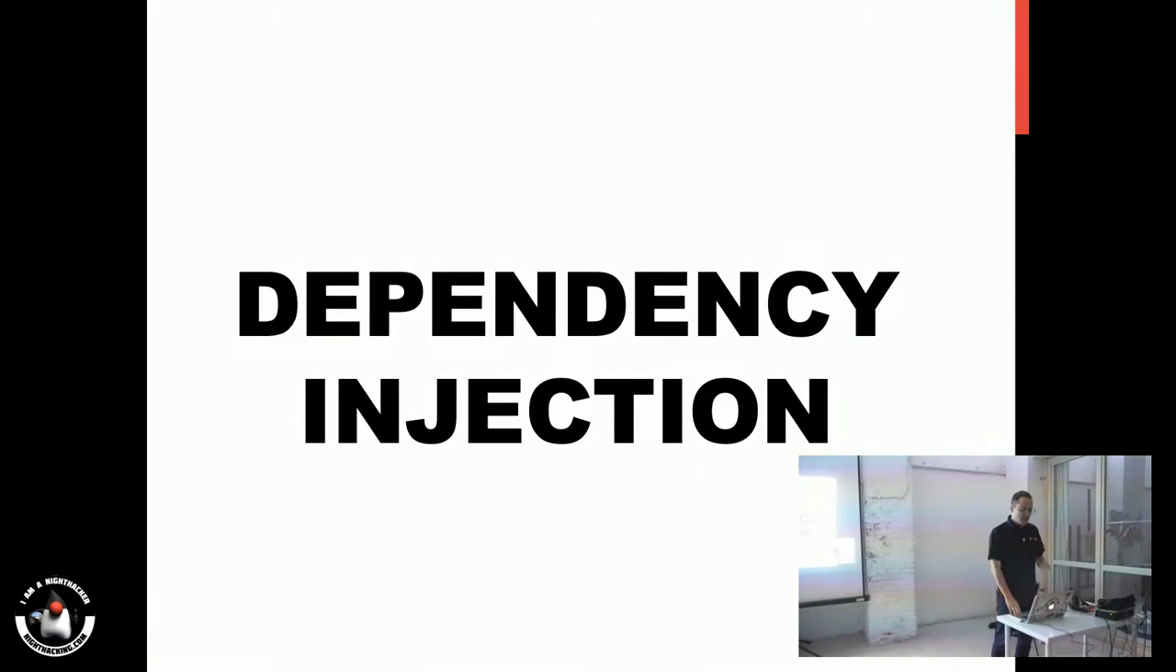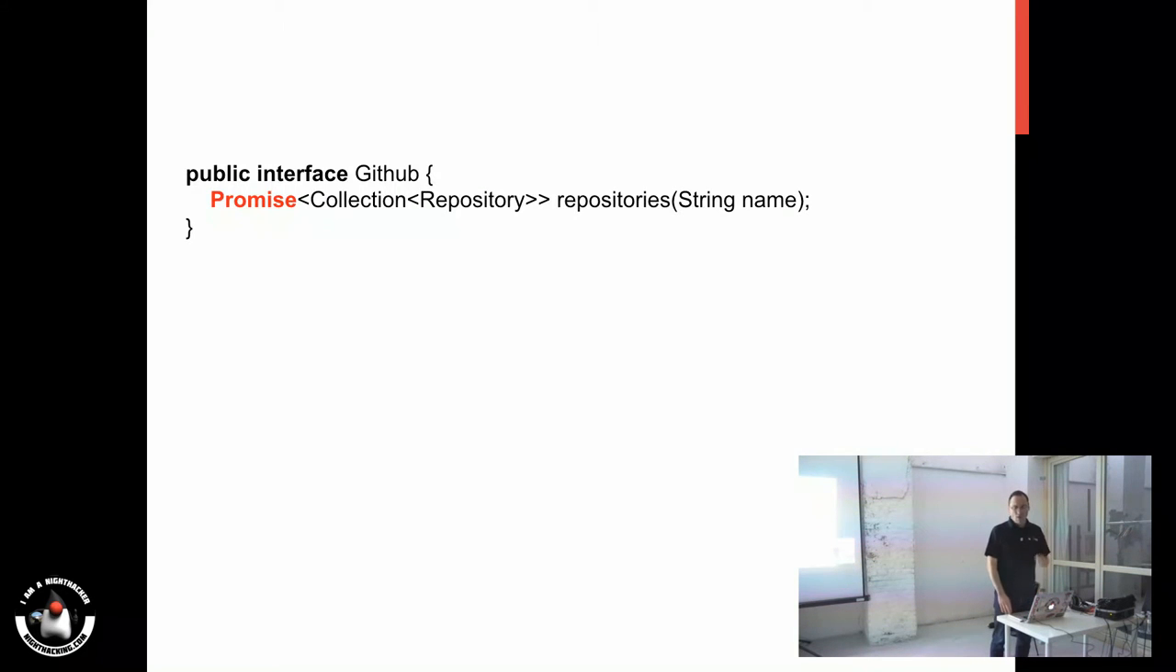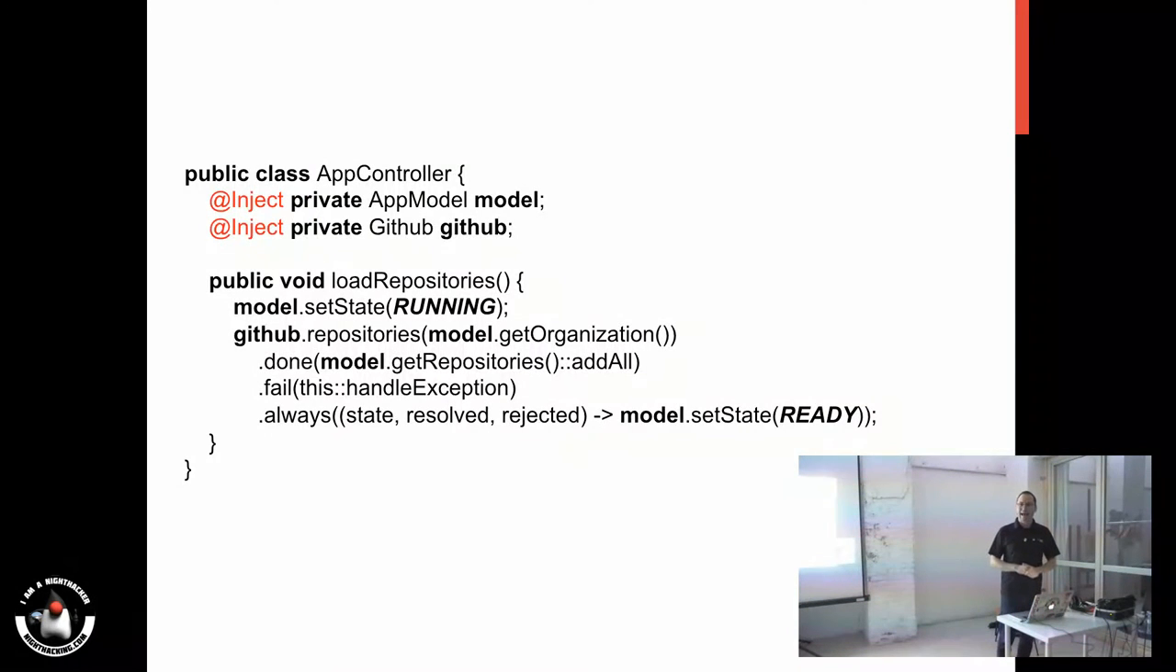In case of dependency injection, I would expect that most of you are already familiar with it. Basically, what we want to do is define a contract. That's something that may look like this, and we want to inject an implementation of said contract in some other component, for example, a controller.